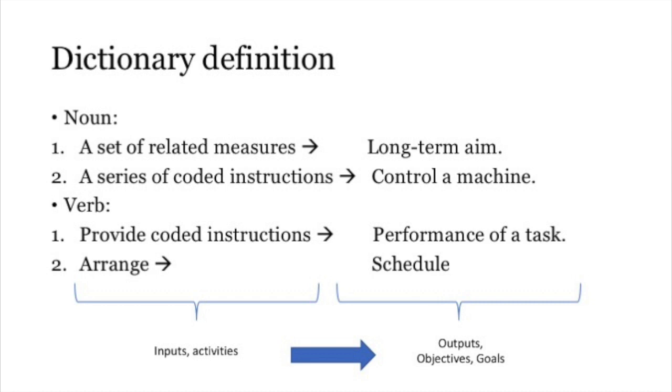So you have these two components of a program. You have these inputs and activities that are put in place to achieve some output or objective. Either the action of doing that or the program itself, which is the set of activities.